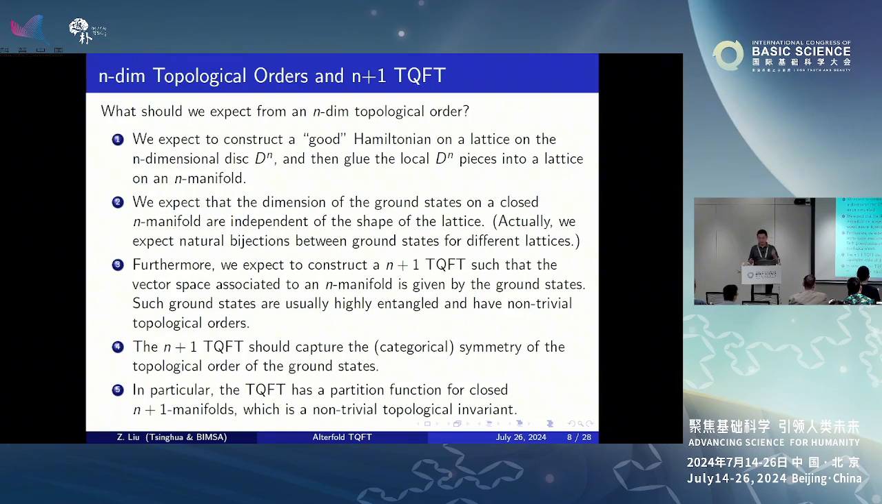And also, since it's a TQFT, for a closed (n+1)-manifold we should have a partition function, and that is a topological invariant. We expect this invariant to be non-trivial. So why do we mention that? There are constructions where we start with a 2D theory and get a 2+1 TQFT. And actually we can go further. We can get a 2+1+1 TQFT, and we can go further and further. Later we will see a construction that works in this way. But when we go two steps, the topological invariant becomes trivial.